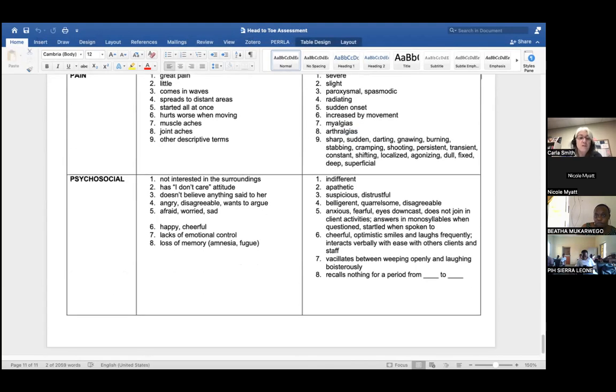When we talk about the psychosocial aspect of our patient, again, does your patient make eye contact with you? Do they appear indifferent or apathetic? Do they appear suspicious or distrustful? You might see that displayed when somebody has drug-seeking behaviors. But we don't want to note in our chart that we suspect something; we can say that the patient is acting suspicious and distrustful. That would be a proper way to put that in the chart.